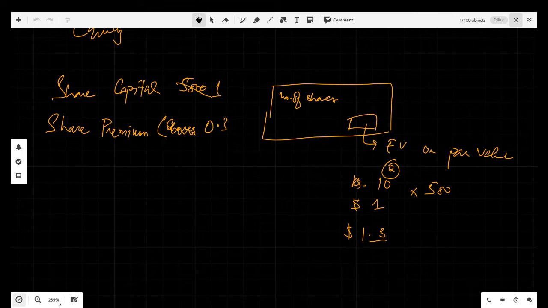Then the next thing that we have got in this equity is what we call reserves. So all these other than this share capital account, all these accounts are reserves. Share premium is a reserve. And another famous or most often appearing reserve in the balance sheet or statement of financial position of a business is what we call retained earnings.